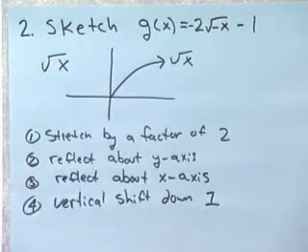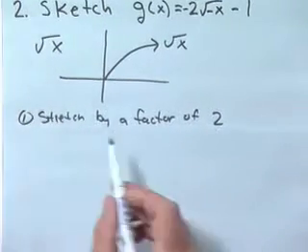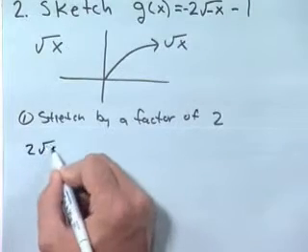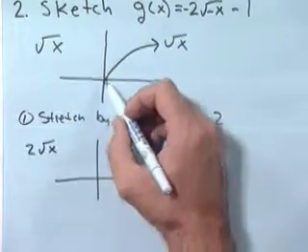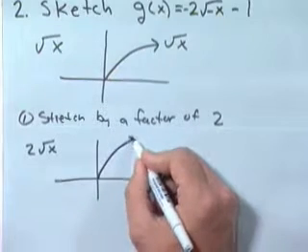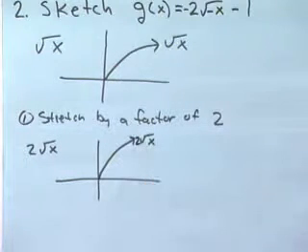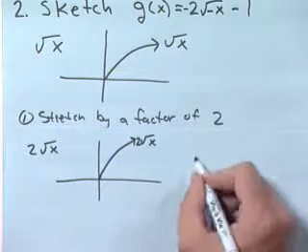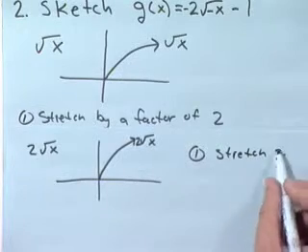Okay, so there are my 4 shifts. And let's try to take this function and we'll do all these shifts to it. Okay, so let's first start by stretching it. Well, that's just going to take this function and it's going to stretch everything up a little bit. Okay, I could plot points if I wanted to. All right, so there is 2 times the square root of x. Okay, so there's the first shift. Stretch by a factor of 2.